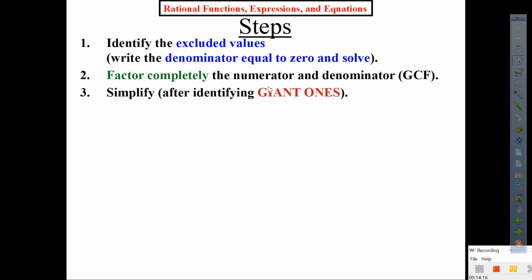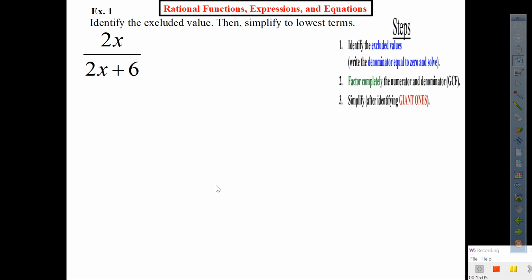And you're going to see how steps 2 and 3 we've been doing on the warm-up already, so it's going to be a lot easier to transfer to what we do today. Copy that, please. All right. So, y'all ready? Okay, if you haven't finished writing the process, I'm going to leave it on the top right of the screen so you can finish copying, but let's get started by copying example number 1. I'm going to start slow. Here we go. Example number 1 reads, identify the excluded value, then simplify to lowest terms. The rational expression given is 2x over 2x plus 6. Just copy that. I'll go through the process, and then we'll do one together, okay?